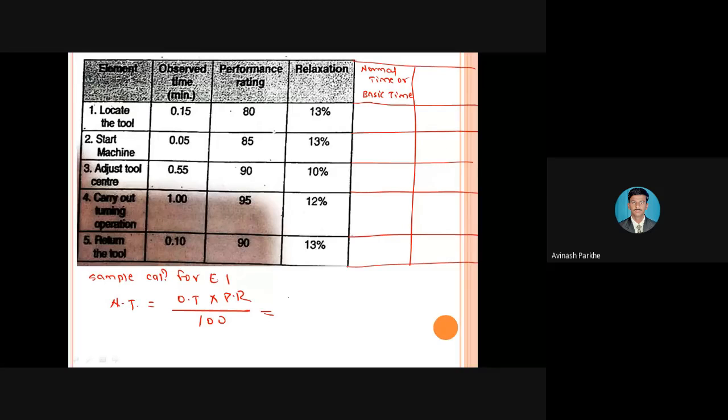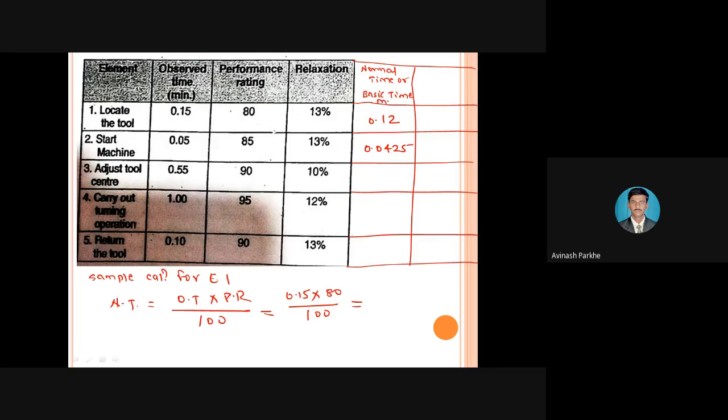So for the first element, what is the observed time? 0.15. What is the performance rating? 80 divided by 100. The normal time for the first element is 0.12. Correct. Similarly, calculate normal time for the remaining elements. For the second element, using the same formula, observed time 0.05 into 85 divided by 100, is 0.0425 minute.